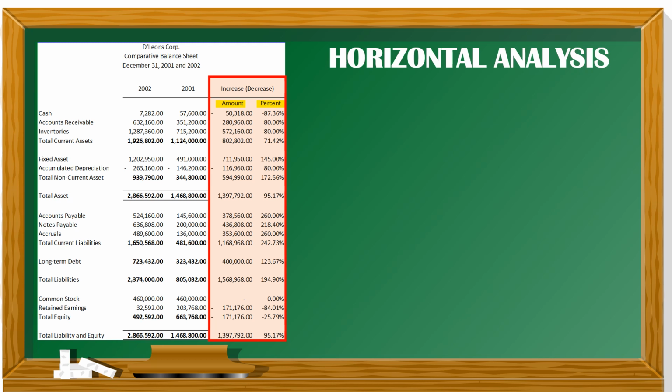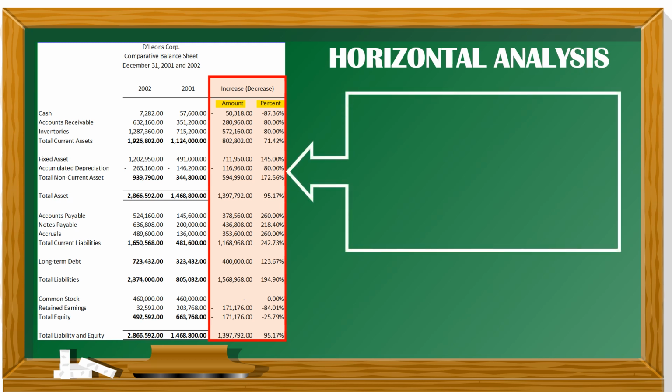Now let's take a look at an example on how we compute the amount change and the percentage change. Okay, let's have the cash account. First, we should get the amount change. So the amount change is equal again to the amount of the item in comparison year, that is the year 2002, and then the amount of the item in the base year, that is 2001.